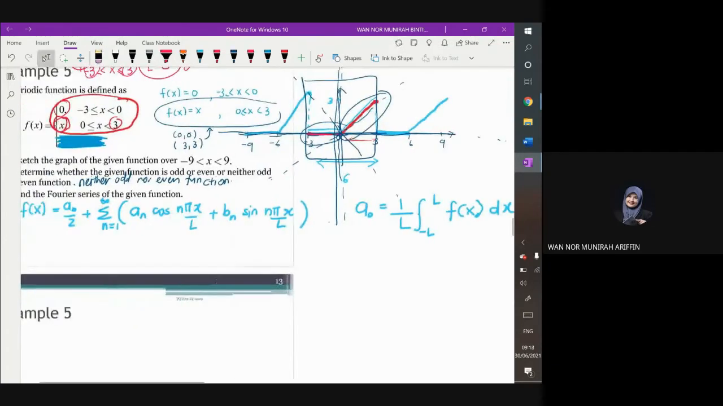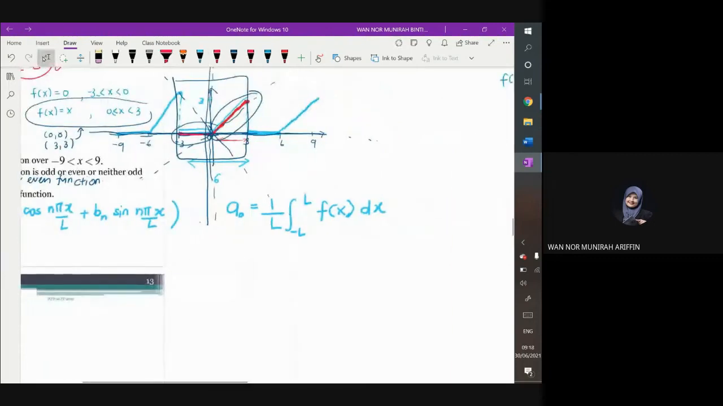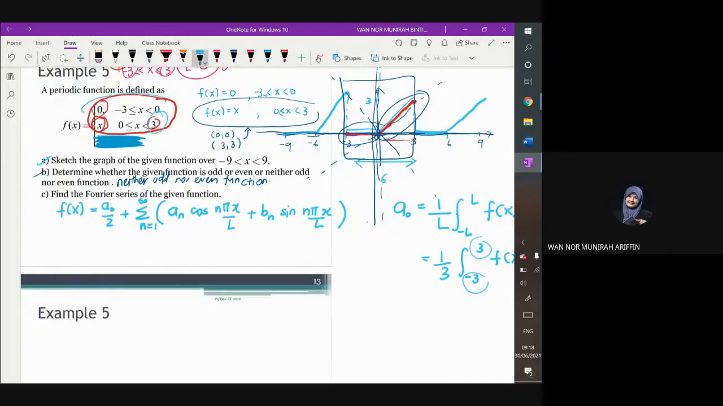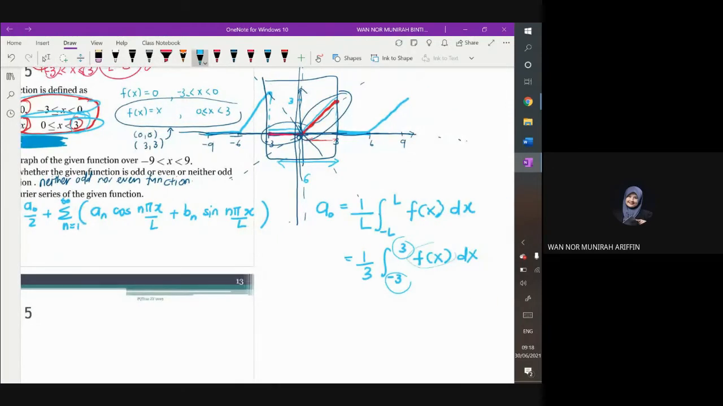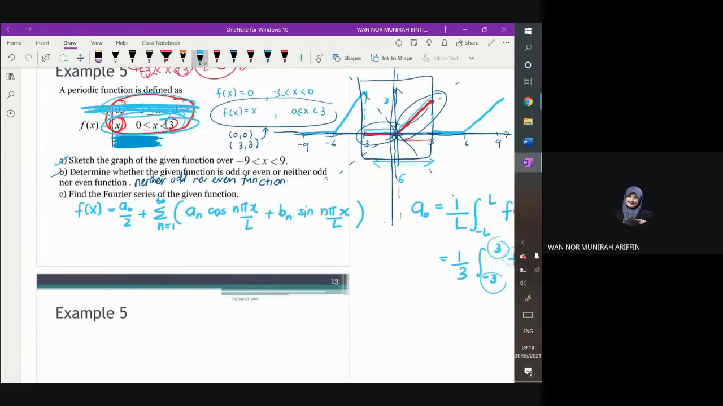So what is L? L is 3. So you will have 1 over 3, from negative 3 to 3, f(x) dx. You have two functions, but the first function is 0. When you substitute f(x) equals 0 here, 0 times anything will go to 0. So we don't want to calculate the first one because your f(x) is already 0. So this is quite a simple question. I'm so happy because f(x) is 0, so it will reduce my time to calculate for the first function.